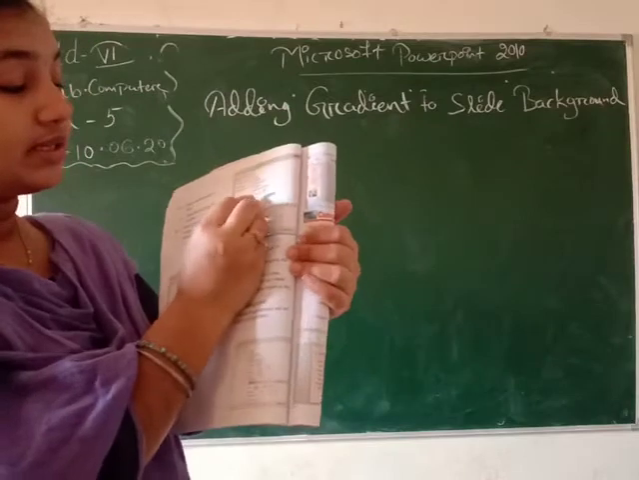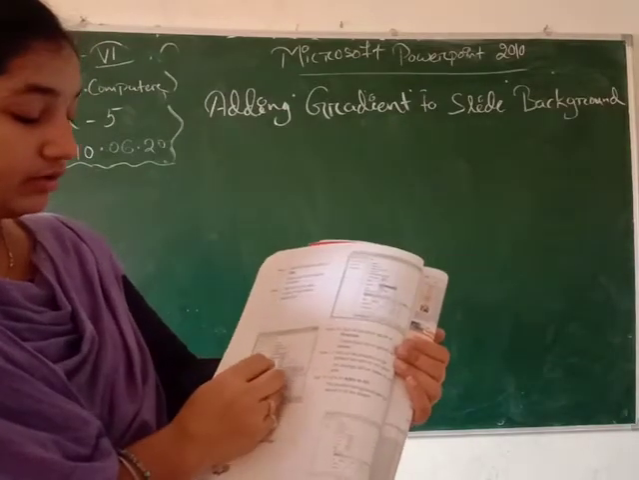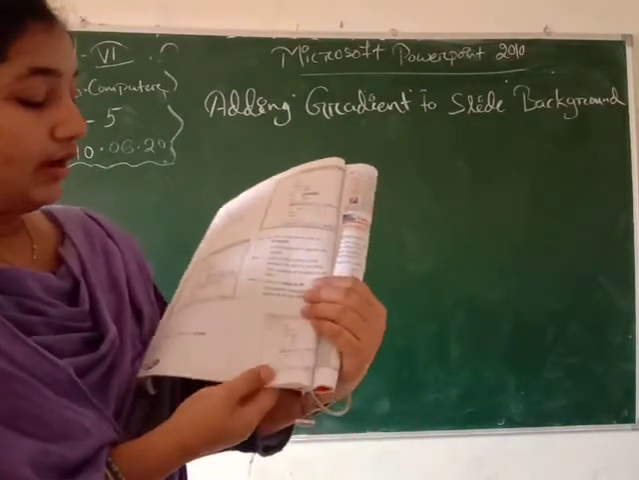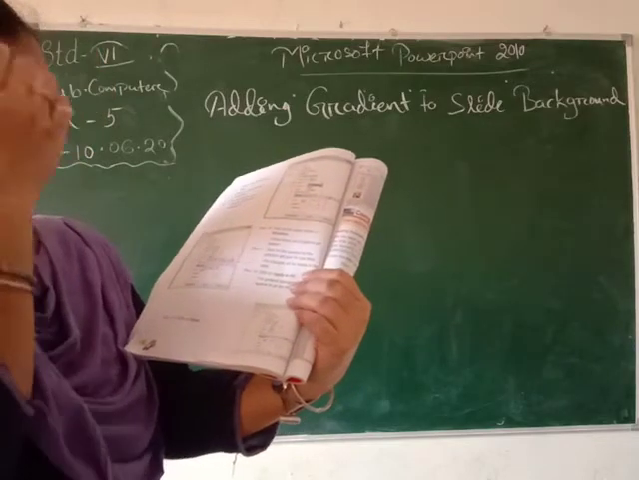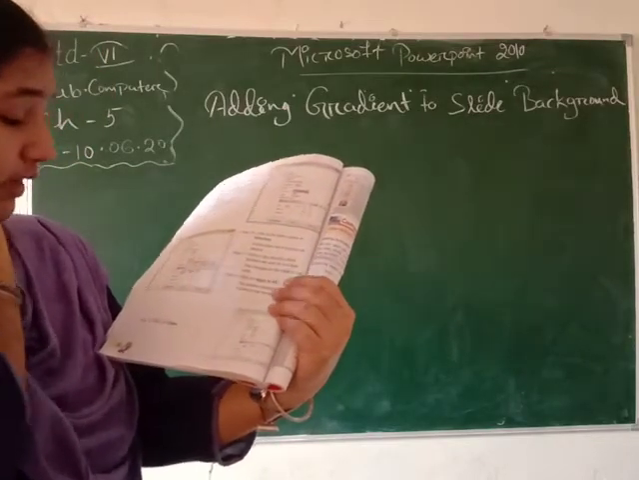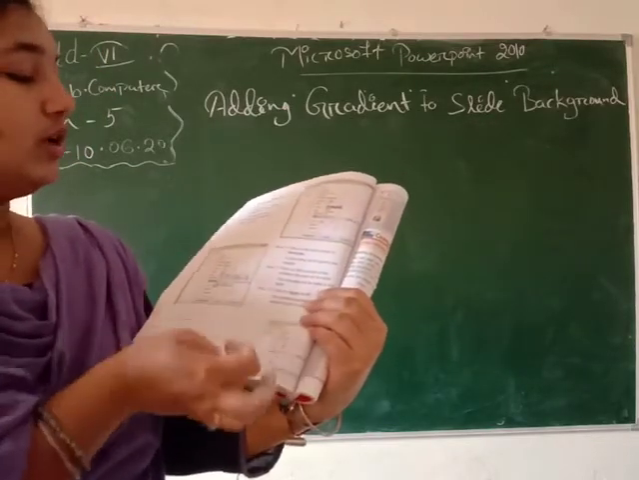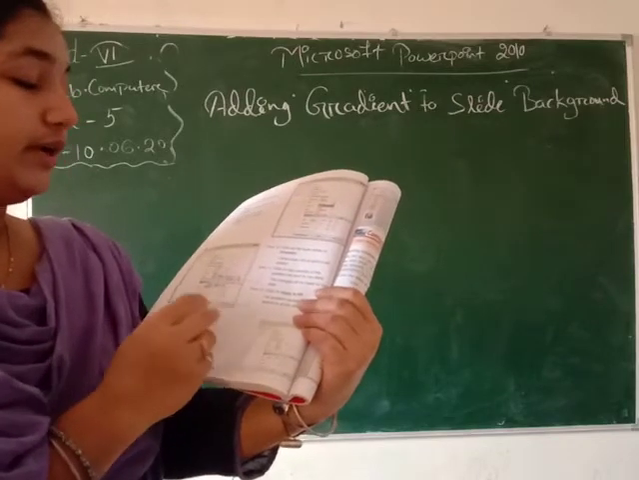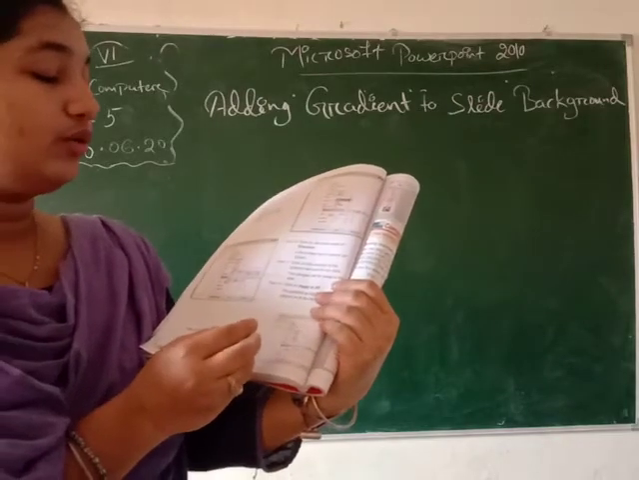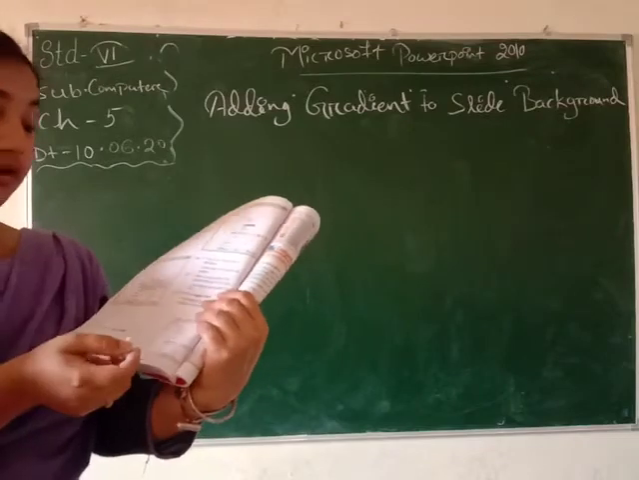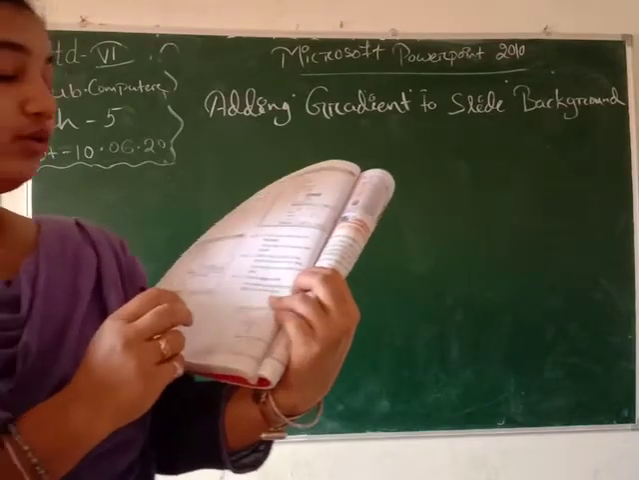Next is our direction. We have to click on this direction, and after clicking on the direction, one drop down menu will come. This is the drop down menu. From that we have to click on the direction of the gradient we want for our slide, and the change will be made to the slide.